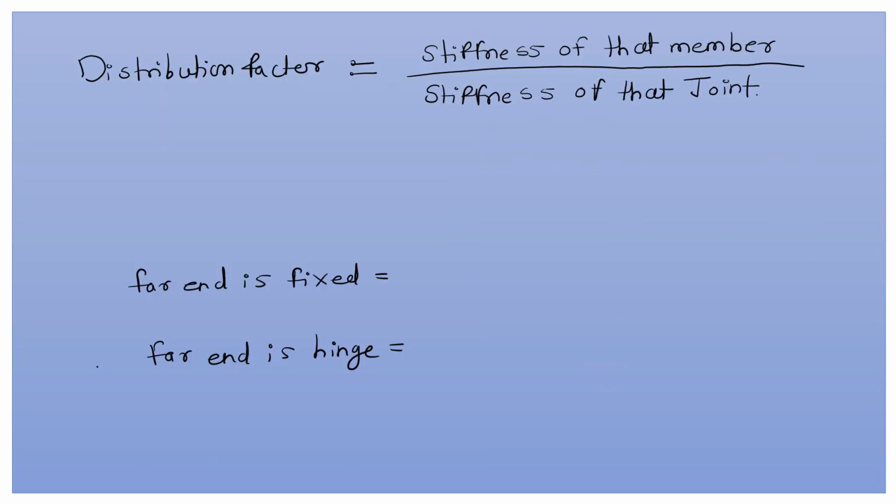Then next is distribution factor. Distribution factor is a ratio of stiffness of that member to stiffness of that joint. Distribution factor is stiffness to summation of stiffness ratio. In the case when the far end is fixed, then the stiffness is 4EI by L, and if the far end is hinge, then stiffness is 3EI by L. Okay, these are the values of stiffness.